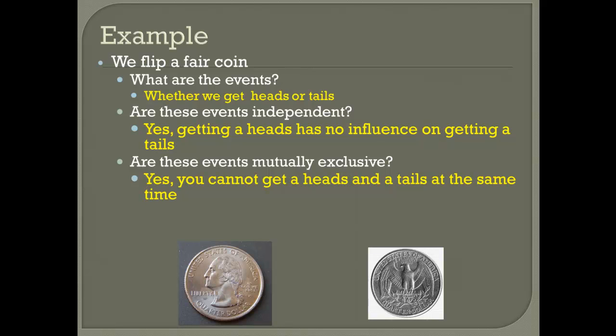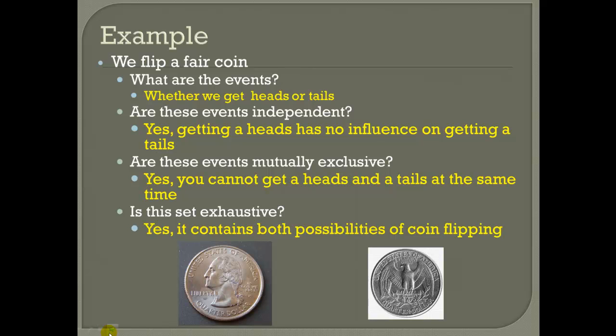Some people kind of think it does, and that leads to a lot of judgment errors in gambling, but really the probability is still the same every time you flip because they are independent. And then finally, is this exhaustive? Yes, there's only two categories, or only two possible outcomes, and both of those are represented by the coin flip.